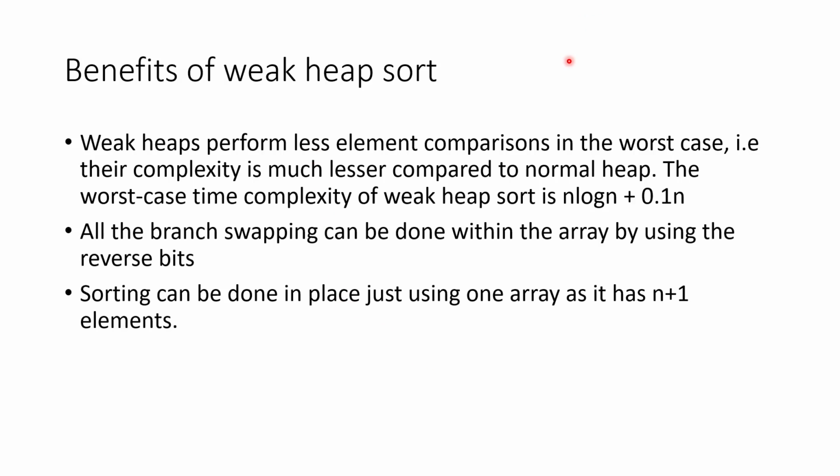And the benefit of using a weak heap sort over a normal heap sort is that it performs fewer element comparisons when compared to heap sort, and this in turn makes the time complexity of this weak heap sort lower than the normal heap sort. The worst case of weak heap sort is n log n plus 0.1 n. All the branch swapping can be done within the array, and this can be done using the reverse bits, which is a trait unique to the weak heap data structure.